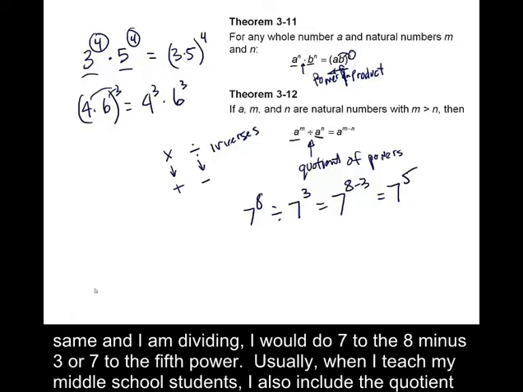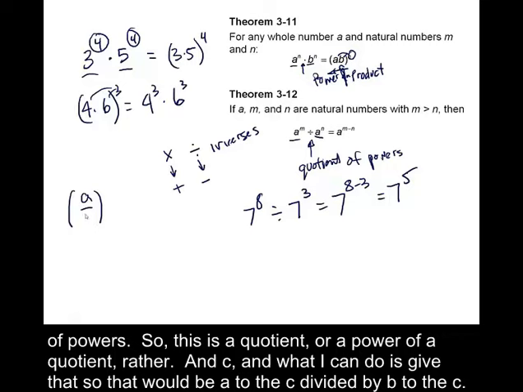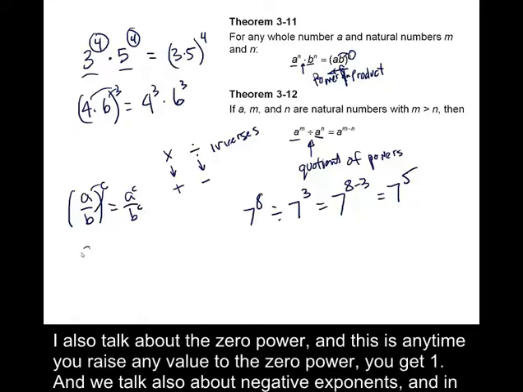Usually when I teach my middle school students, I also include the power of a quotient. So this is a quotient, or the power of a quotient rather, and what I can do is give that exponent to both, so that would be a to the c divided by b to the c. I also talk about the zero power, and this is anytime you raise any nonzero value to the zero power, you get 1. And we talk also about negative exponents.